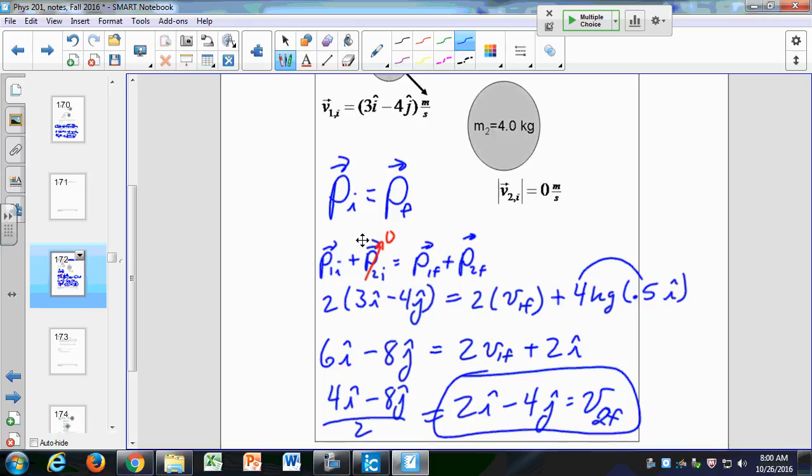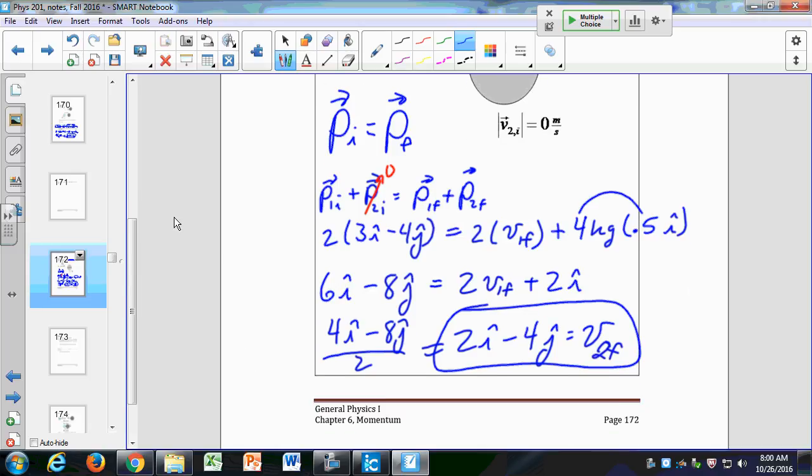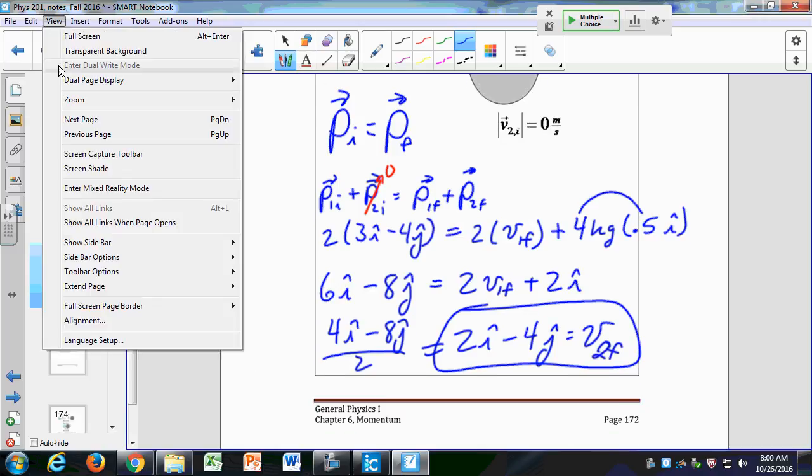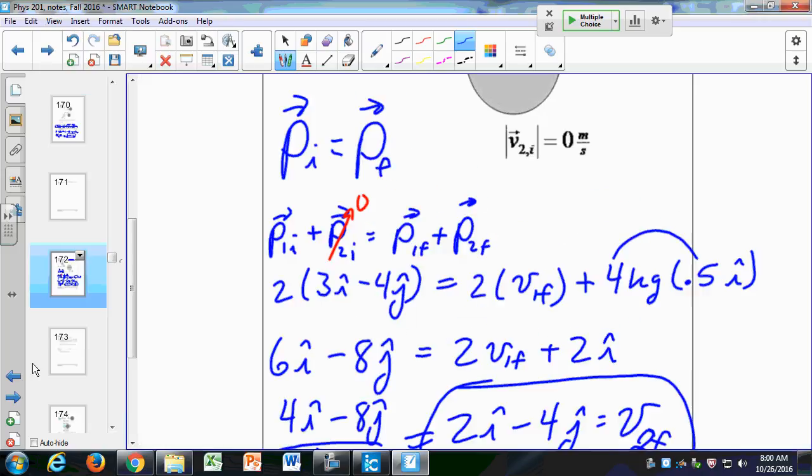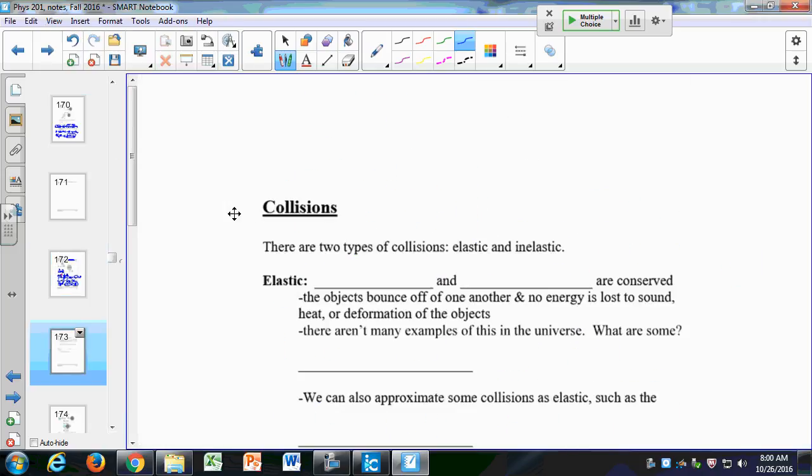Okay? We'll have one more practice before we wrap up today for you to try this out. We have one other type of collision. You'll need to know the different kinds of collisions. There are two different kinds of collisions that you need to know, and those are elastic and inelastic collisions.